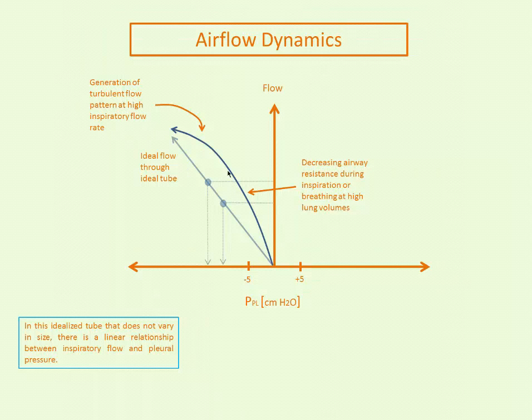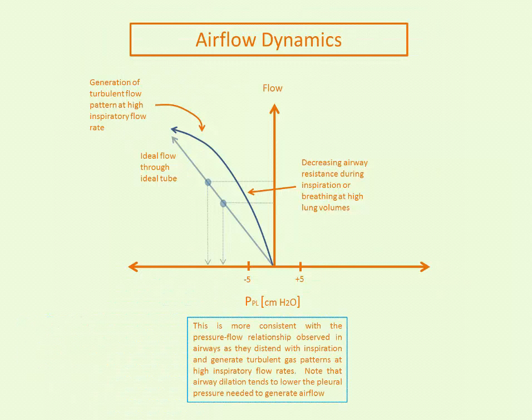But then as flow increases, the curve starts to bend a little more, and this bending of the curve down and to the left is a representation of an increased effective resistance, and this is most likely the generation of greater transitional and turbulent flow at higher inspiratory flow rates. So this is probably more representative of the pressure-flow relationship in the human airways, as I mentioned, as they distend with inspiration and generate turbulent gas flow at higher inspiratory flow rates.